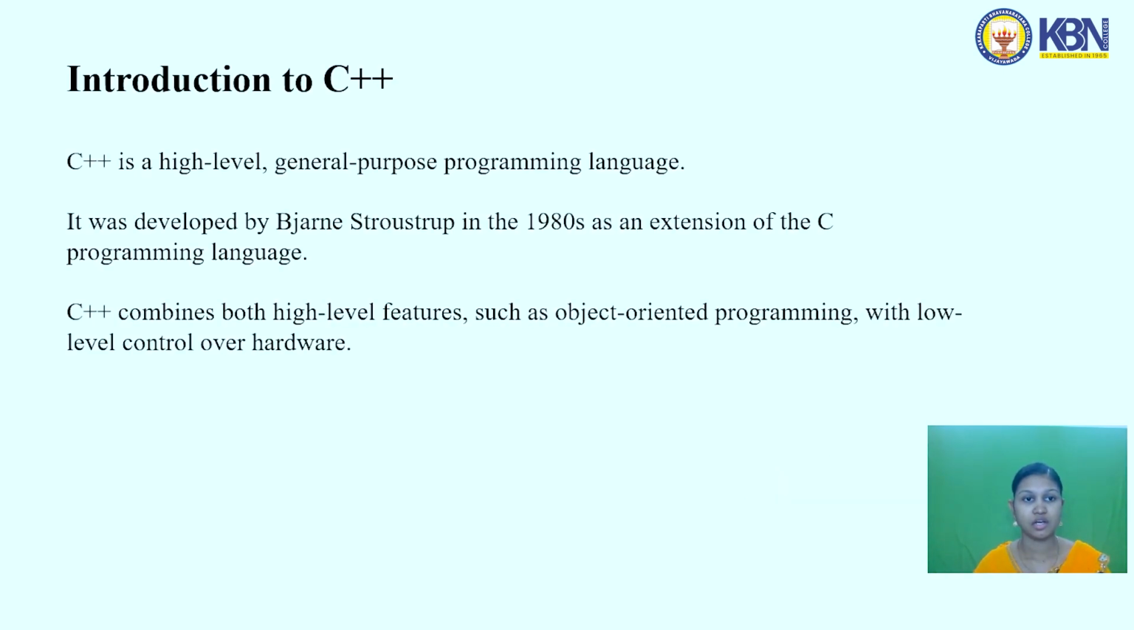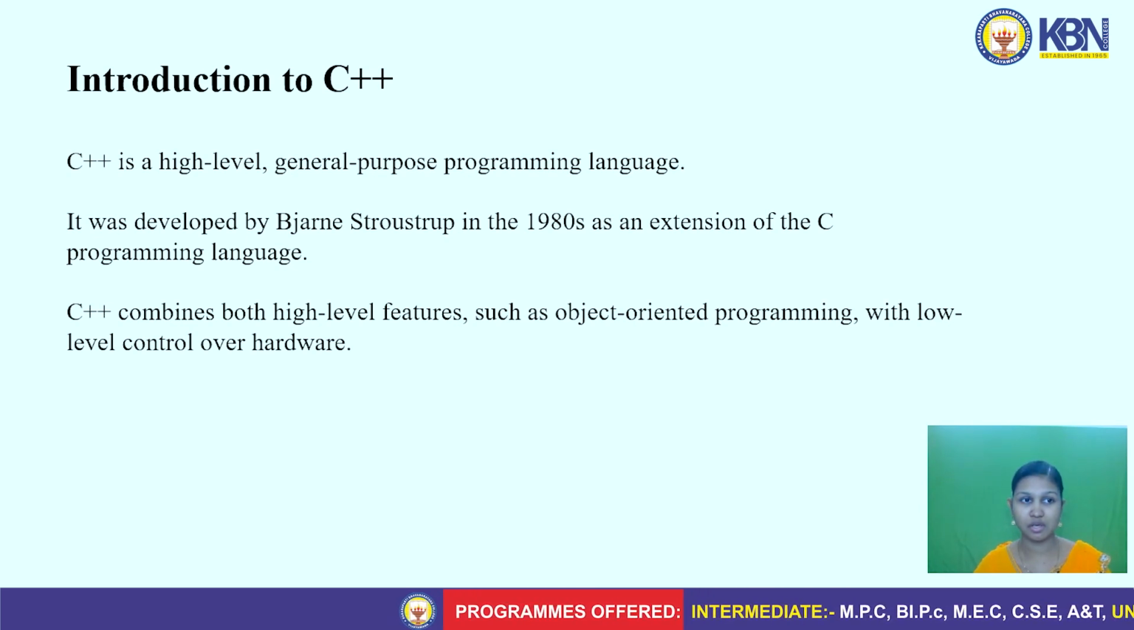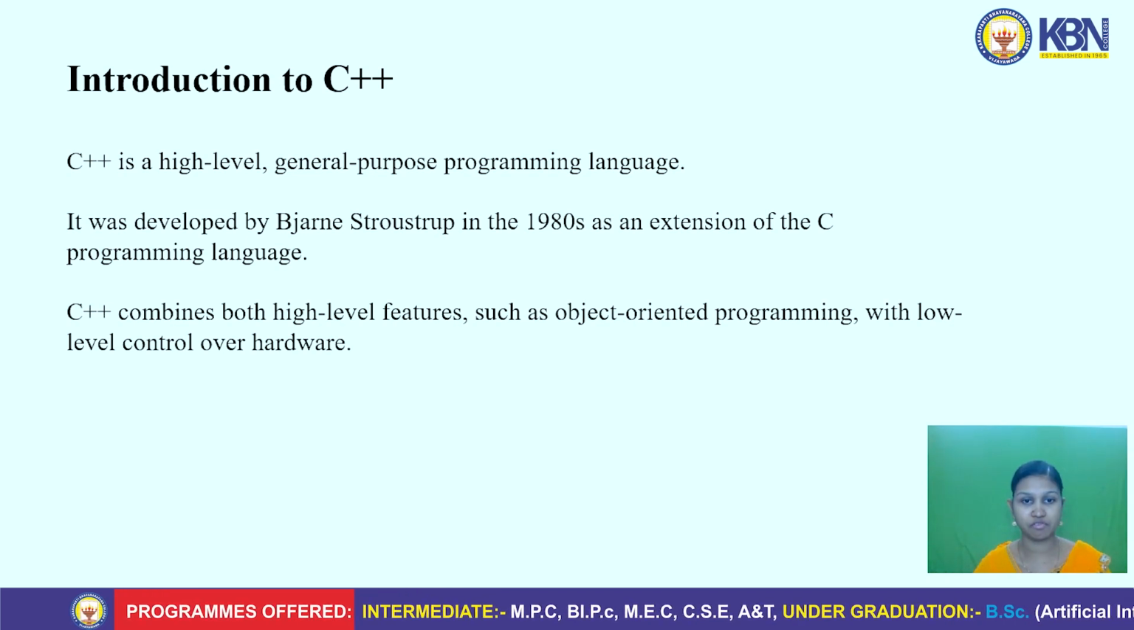C++ was developed by Bjarne Stroustrup in the 1980s. In the C language we use the extension .c. In C++ we use the extension .cpp. C++ is a high level language and it is also a general purpose programming language. As in the C language, it combines both high level features.